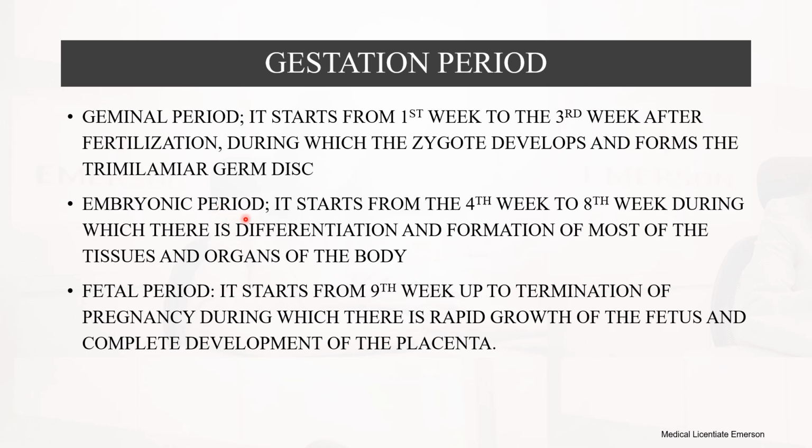The first one was the pre-embryonic, also known as the germinal period. After that, you find the embryonic period. The embryonic period starts from the 4th week to the 8th week, during which there is differentiation and formation of most of the tissues and organs of the body. Then we have the fetal period, which is the last one. The fetal period starts from the 9th week up to the termination of pregnancy, during which there is rapid growth of the fetus and complete development of the placenta.